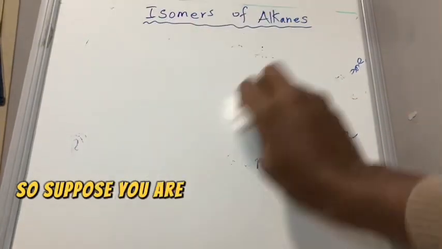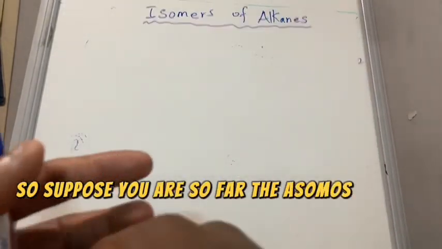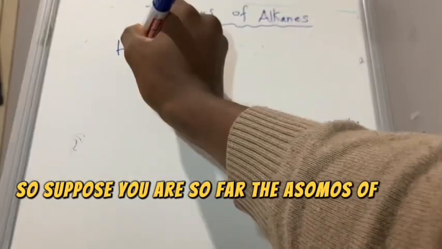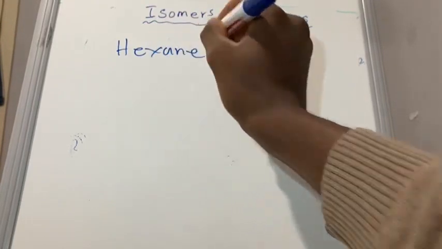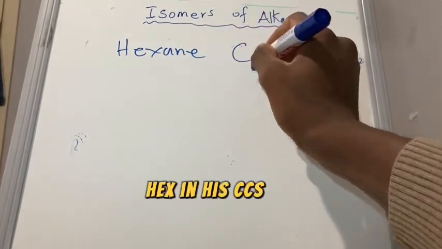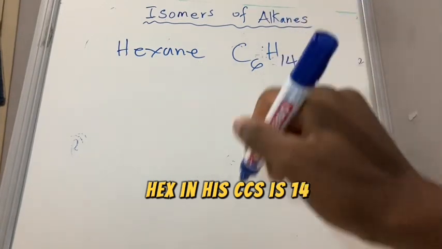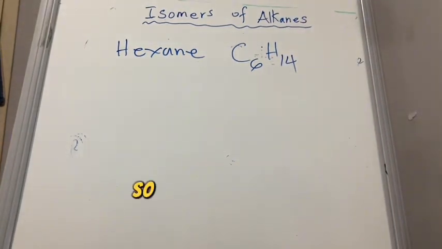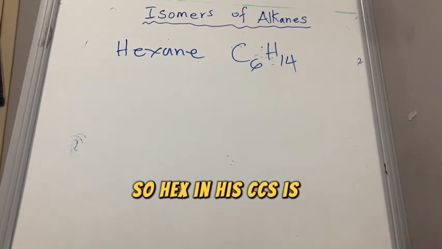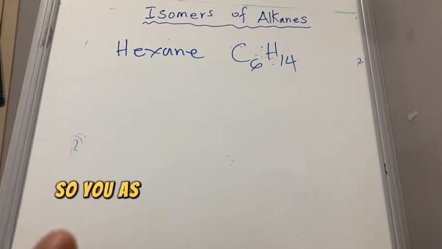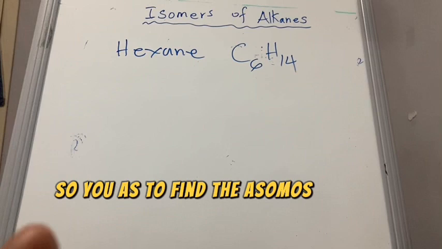So suppose you are asked to find the isomers of hexene. Hexene is C6H14. So hexene is C6H14, and you are asked to find the isomers of hexene.